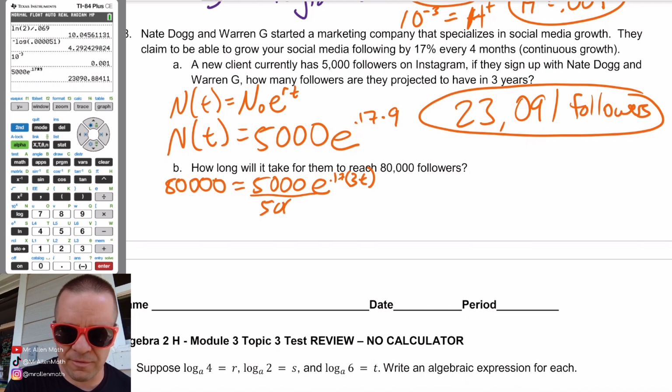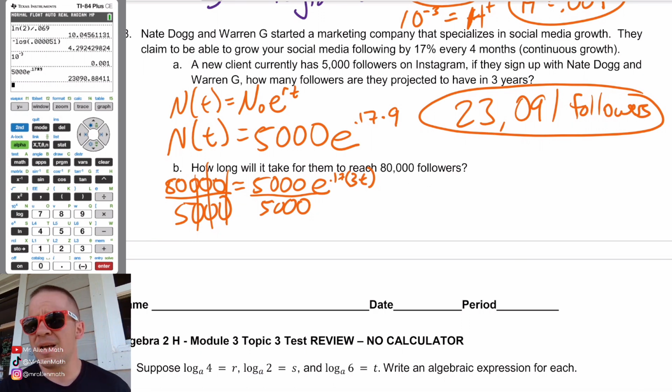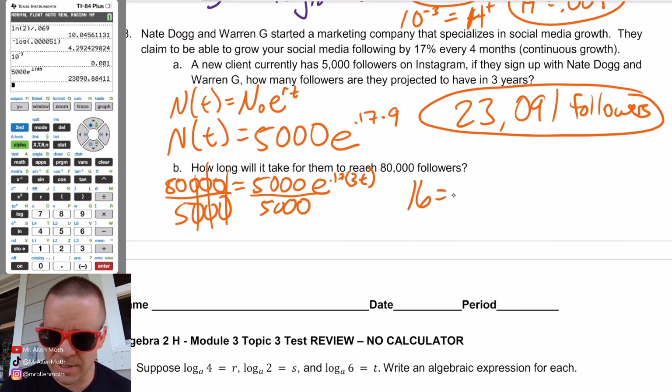So let's go ahead and solve this now. We got to divide by 5,000 on both sides. We've got ourselves here 80 over 5. I'm not even going to worry about it. I guess I could. It's 16. Okay, that's cool. So 16 equals e to the 0.17 times 3t.